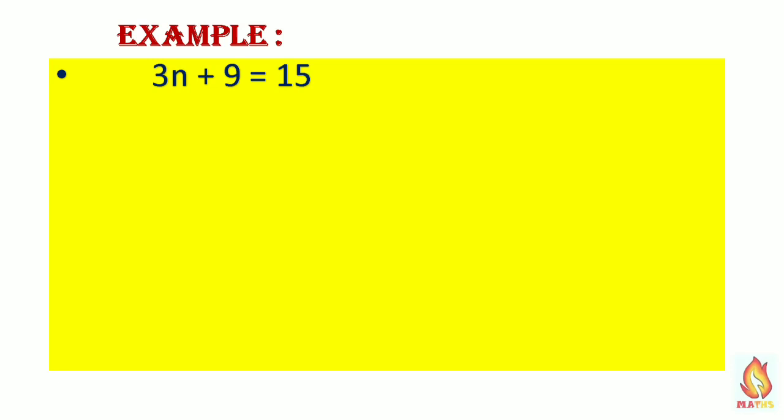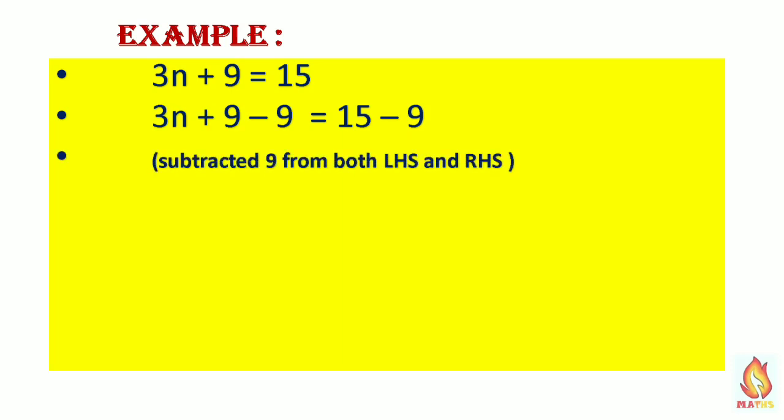But we cannot subtract in only one part. We must subtract 9 from both sides. So 9 is subtracted from the LHS and also from the RHS. Now what are we getting? 3n = 6.